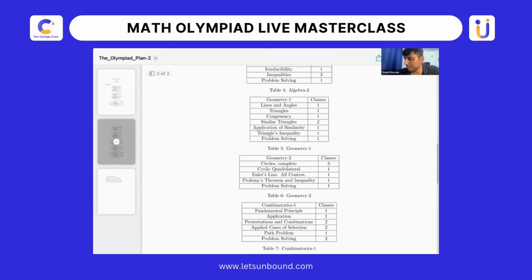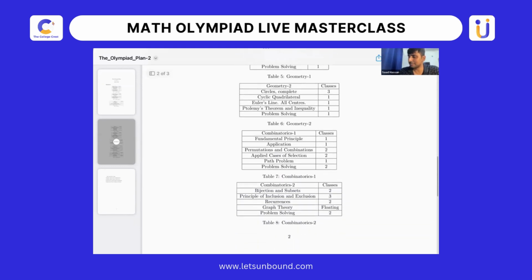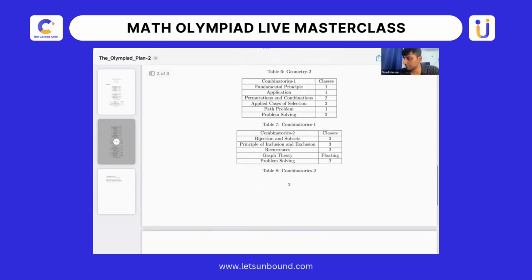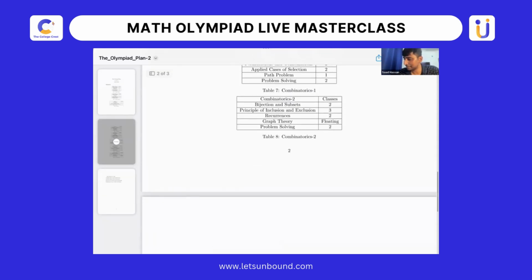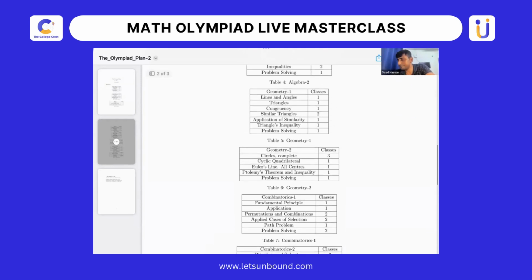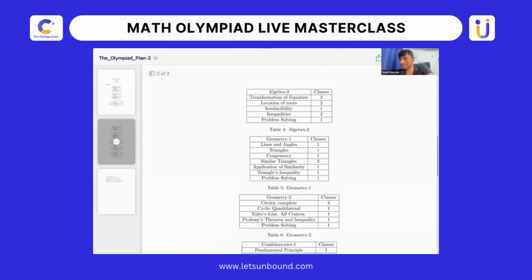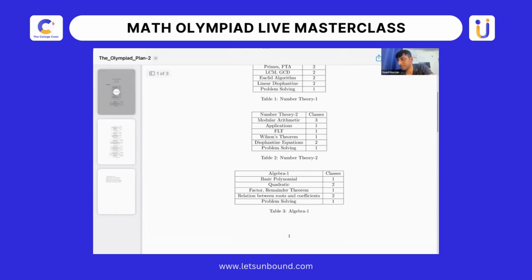So this is the plan for geometry, and this is the plan for combinatorics. So that's the fundamental plan. Combinatorics means simply counting, a fancy word for counting. And geometry, here's geometry, and there is algebra, and then there was number theory.